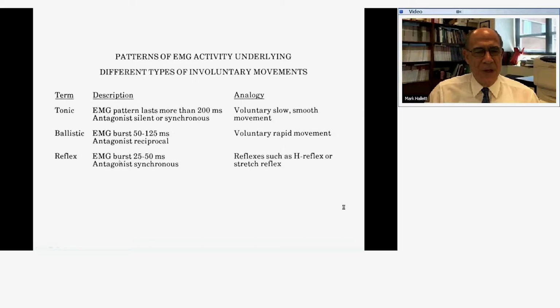And the third pattern is where the EMG burst is very brief, 25 to 50 milliseconds, where the antagonist is synchronous with the agonist muscle. And this is similar to different types of reflexes, such as the H reflex, and could be called a reflex pattern. These names, as I say, are not critical. The most important aspect is the pattern. And let me show you what those patterns look like in a little more detail.